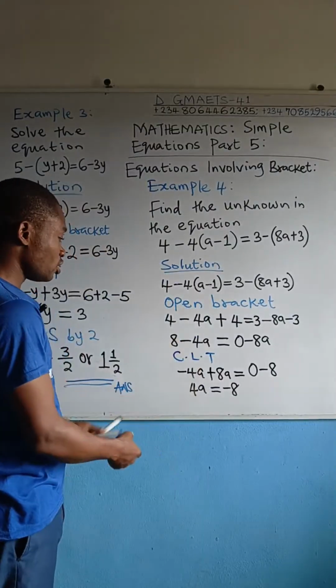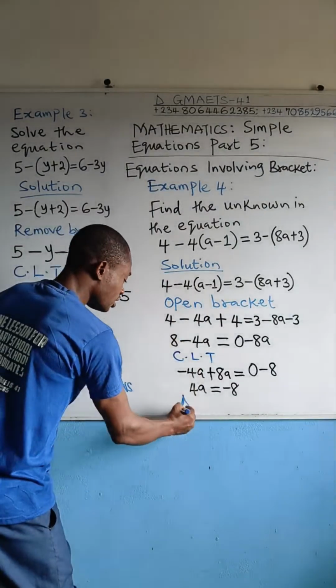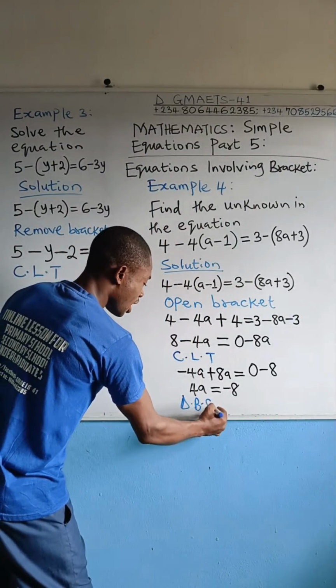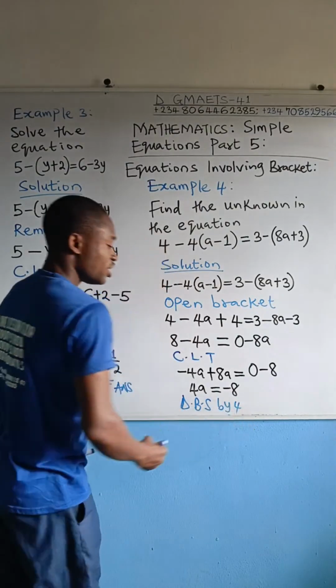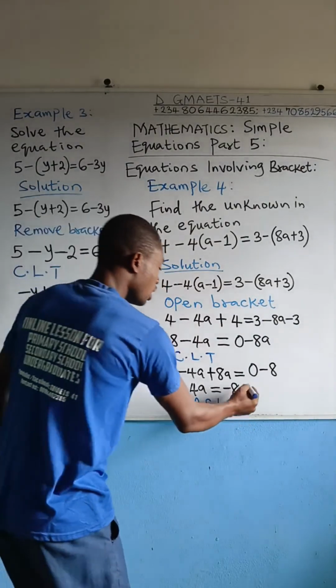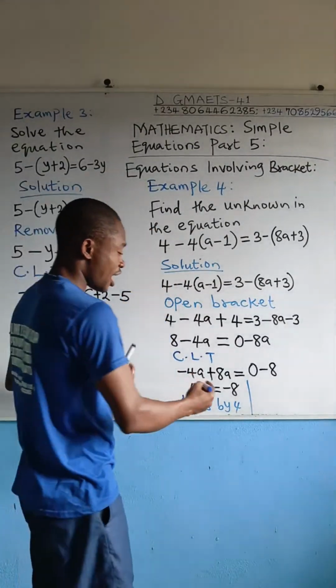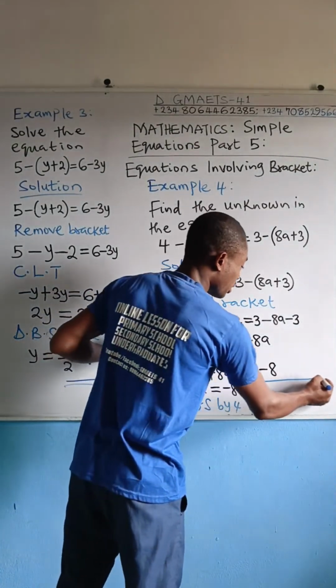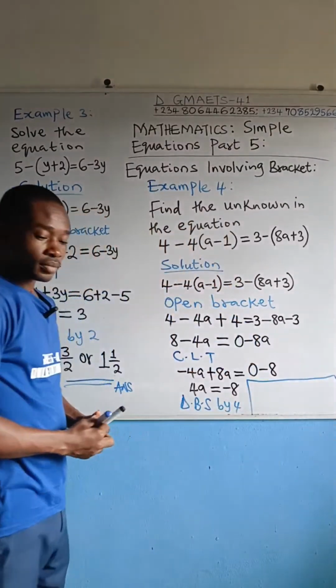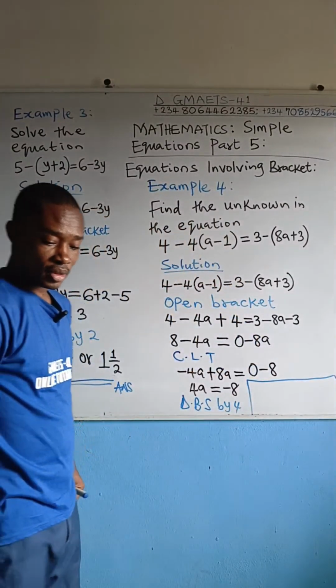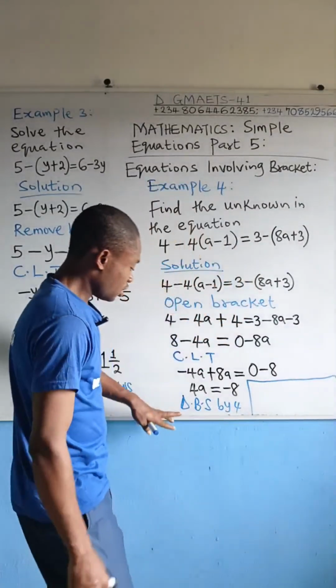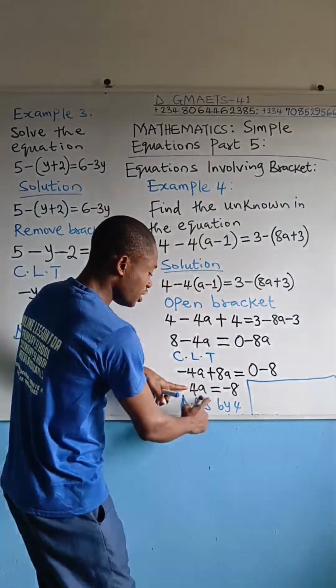Now at this point, we divide both sides by 4. Let me conclude it here, please. Divide both sides by 4. Are we together? I think the network is still on. Good. So watch, I'm going to have 4a divided by 4.